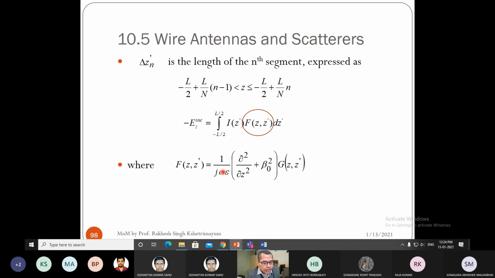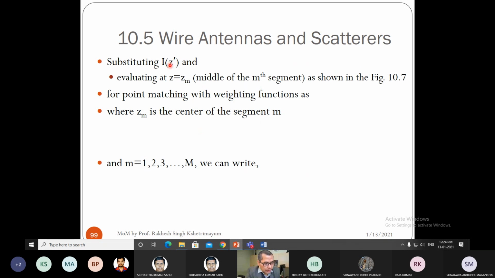This is the operator for Pocklington's equation, 1 by j omega epsilon, which was inside the integral sign. So this is the Green's function. Now we can substitute I_z dash in terms of the pulse basis function, and let us assume that the testing function is the delta function so that we can get rid of the integration.